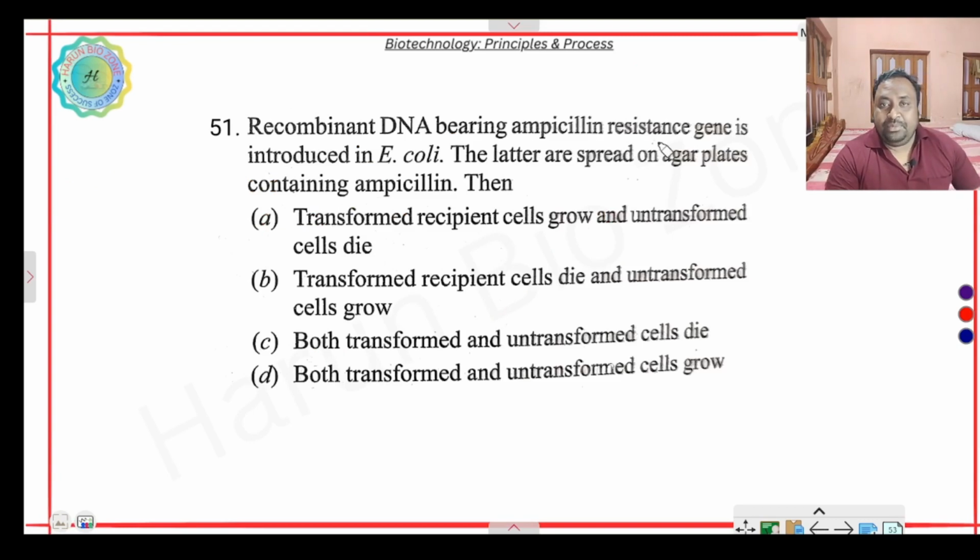Recombinant DNA bearing the ampicillin resistance gene is introduced in E. coli. The latter are spread on agar plates containing ampicillin. Here, ampicillin resistance genes are present. So, when the E. coli is cultivated in ampicillin containing medium, the E. coli grows easily in this medium because ampicillin resistance genes are present. Transformed recipient cells grow and untransformed cells die. This is the correct statement.